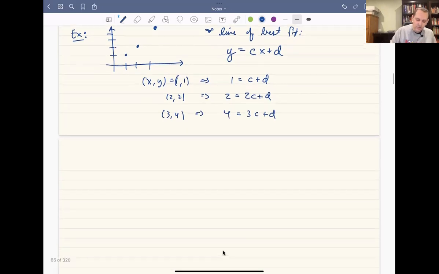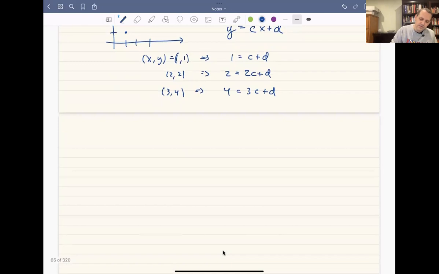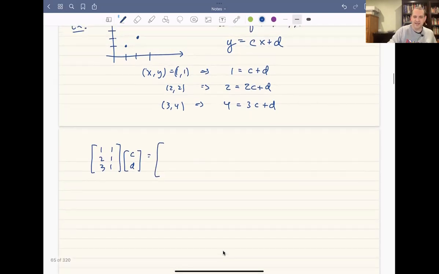But what I can do is take these equations, and I'm going to think of the right side here as our A times X. This is our A: the rows (1, 1), (2, 1), (3, 1). Our X is going to be the vector (C, D). And then our B, I didn't want to use b before because AX equals B already has a B in it, but our vector B is going to be (1, 2, 4). Okay, so here's our A, here's our X, here's our B.